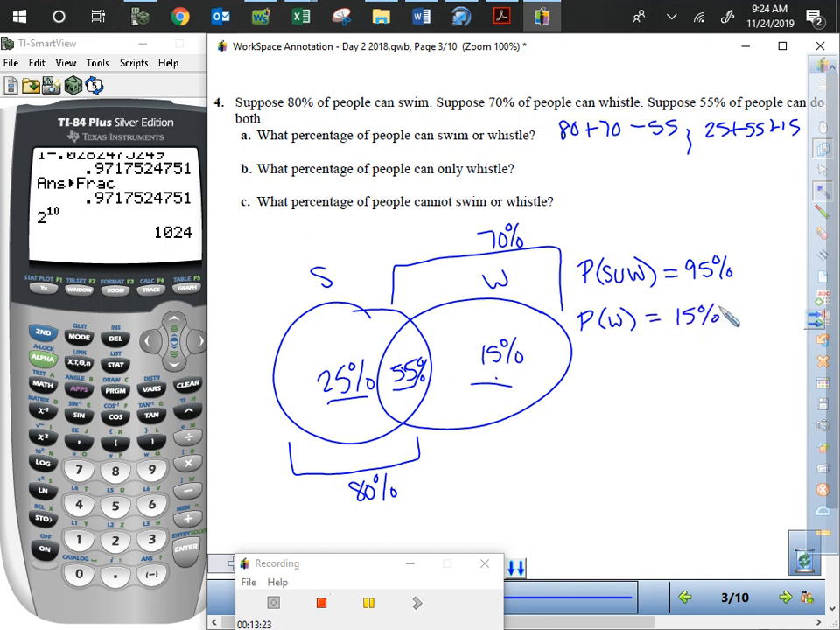And the percentage who cannot swim or whistle. We just decided that people who could swim or whistle was 95. Cannot is the complement of that, so everybody else. Everybody else is 5%. I like to just think of this as 1 minus the union here, because this is not really the same as the union of both the complements together, because again there's overlap there.